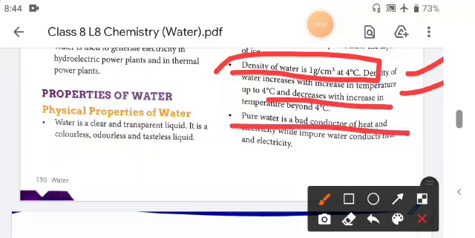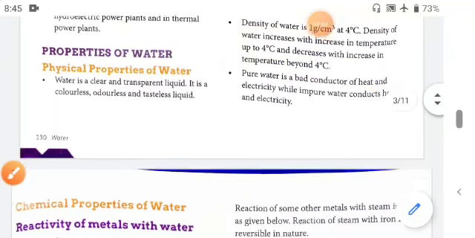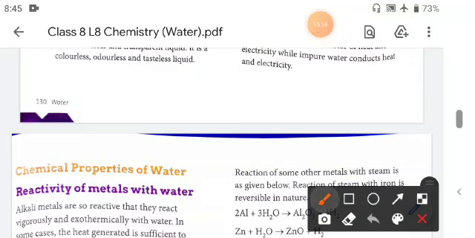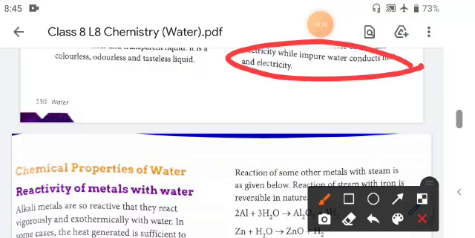Okay. Now, pure water is a bad conductor of heat and electricity. The question is why pure water is a bad conductor of electricity. Because of the absence of ions. That's why pure water cannot conduct electricity. But in case of impure water, ions are present, so it can carry electricity very easily.